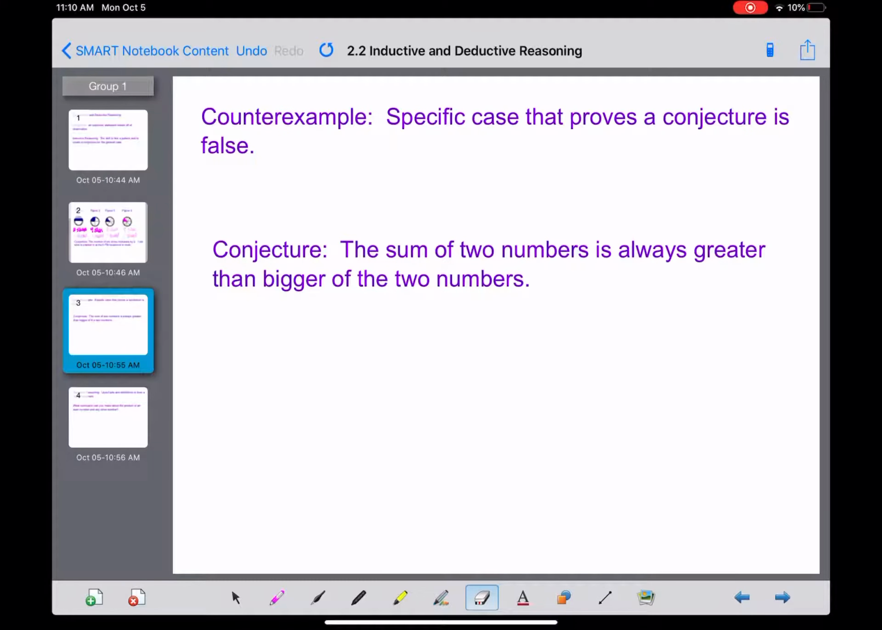A counterexample is a specific case that proves a conjecture false. So let's say somebody made the conjecture that the sum of 2 numbers is always greater than the bigger of the 2 numbers. Since sum is addition, let's add together 2 numbers. 2 plus 3 is equal to 5. What they're saying is that the sum is always going to be greater than the bigger of the 2 numbers. In this case, I didn't come up with a counterexample because 5 is bigger than 3.